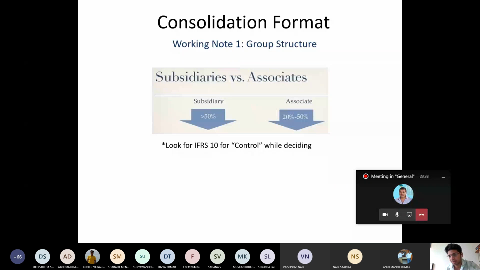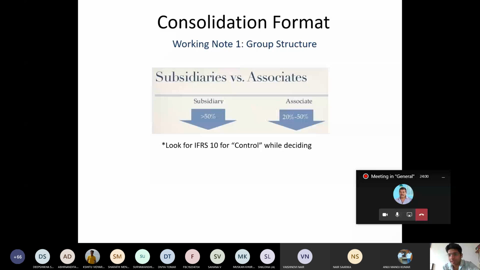Control has 3 elements. What are the 3 elements? Tell me. As per IFRS 10: power over the investee. Correct. Then right to variable returns. Right to variable returns. And ability to use the power. Correct. Ability to use the power.